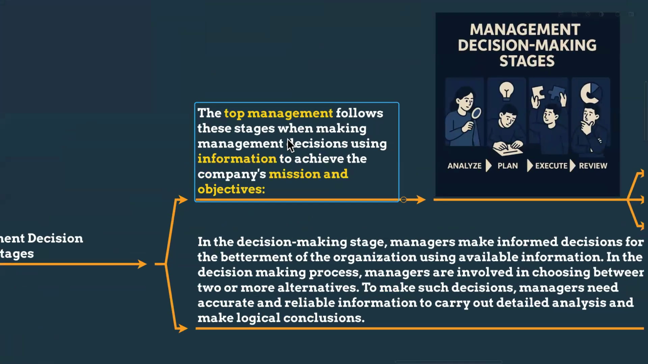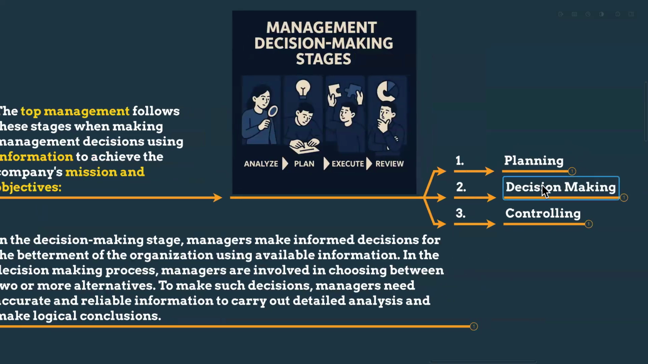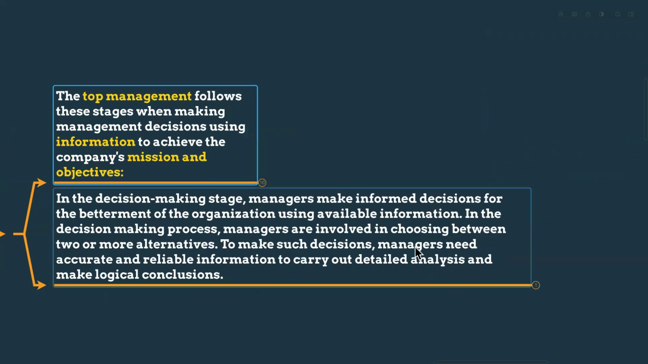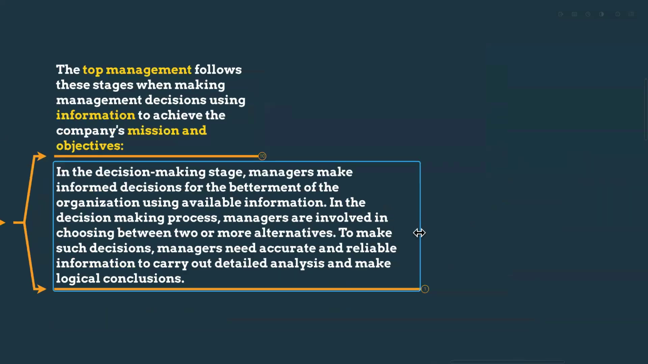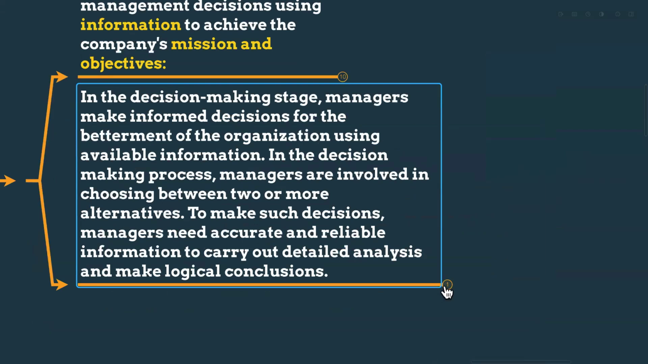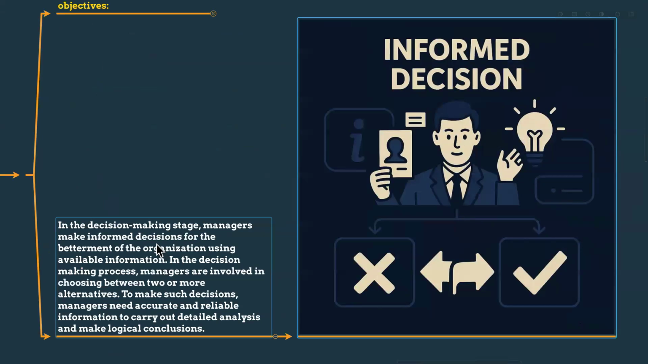So every successful business person, from small shop owner to big companies, they follow the same three stages, my dears: planning, decision making, and controlling. So first they will do the planning, and they will take a decision, and after that they will control whether it worked or not, right? And in the decision making stage, managers make informed decisions for the betterment of the organization using available information.